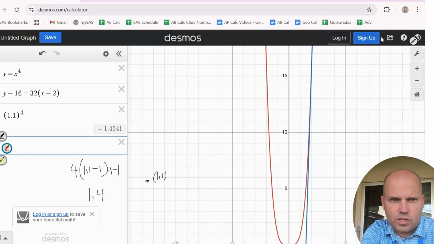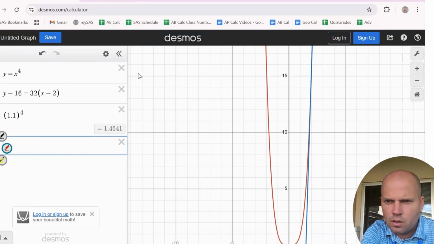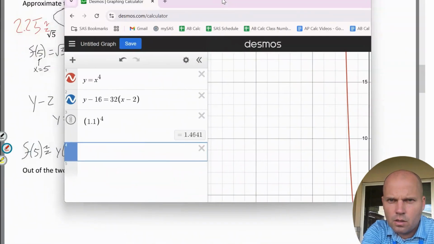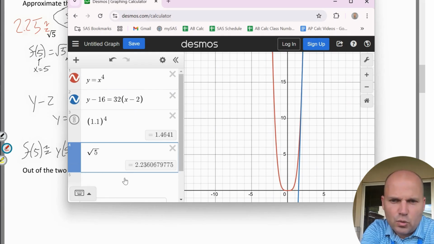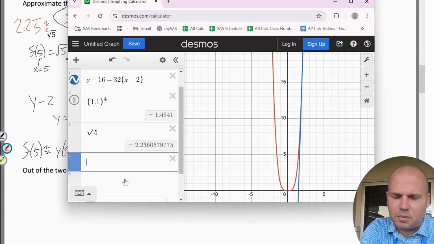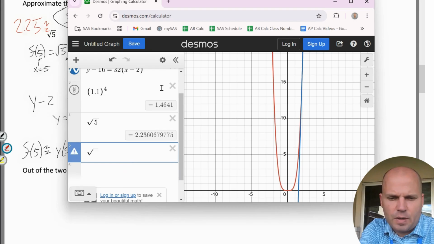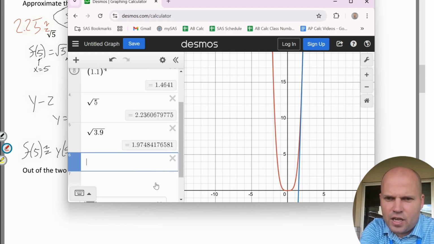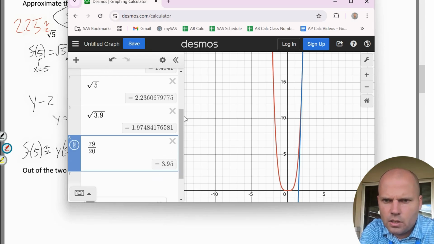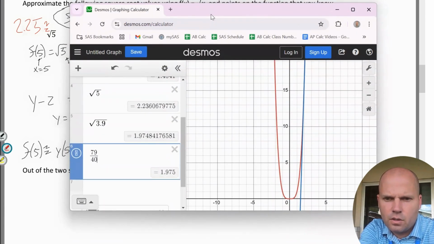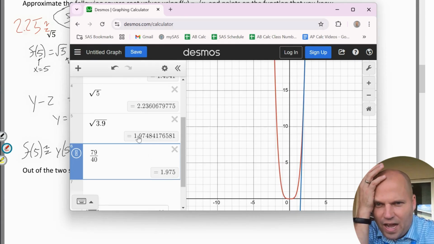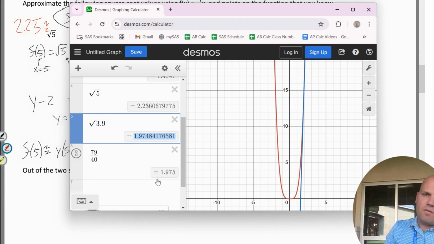We got the square roots. Of 5, 2.23, so we were accurate to the first decimal place, close to the second. Square root of 3.9, which I think is close to 79/20. Wait, what did I say? 79/40. Bam, 1.975, 1.9748. It's really powerful.